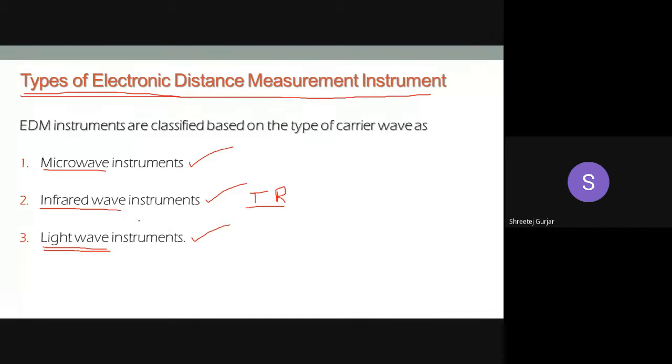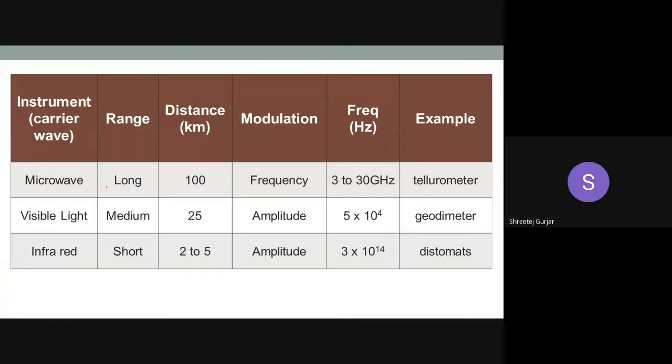Coming to a few other details regarding these instruments, we have made a table for simpler understanding. Here you can see the first column shows the instrument or the carrier wave that is used. We have microwave as the first one, second visible light, and the third one is the IR or infrared.